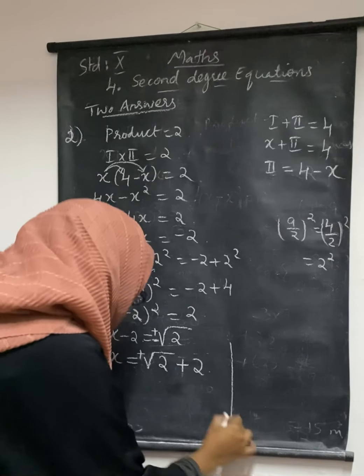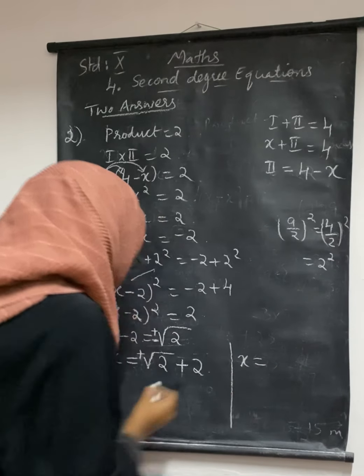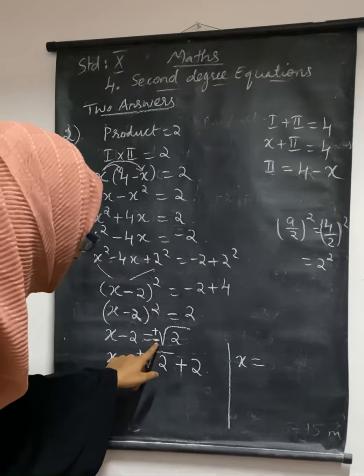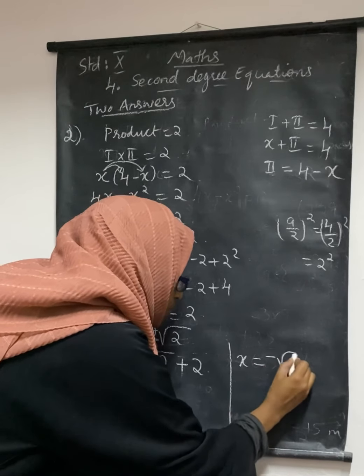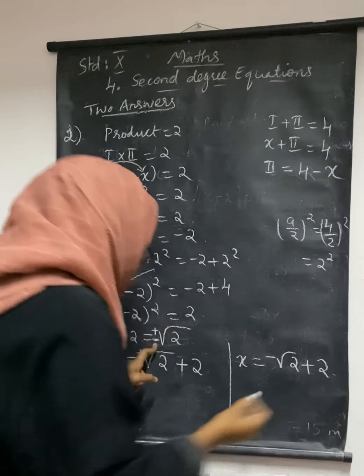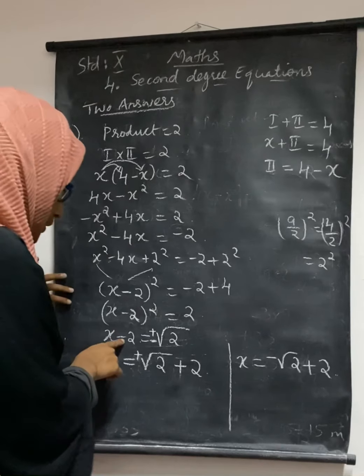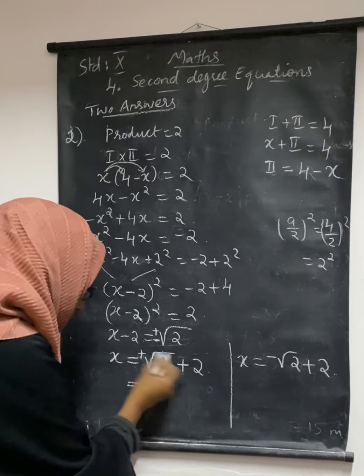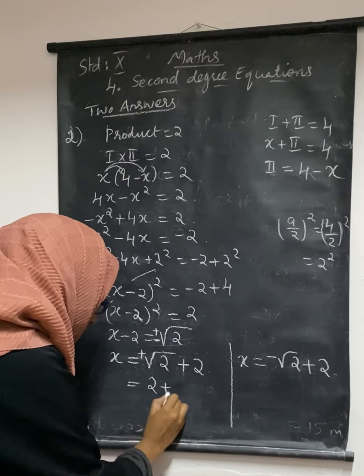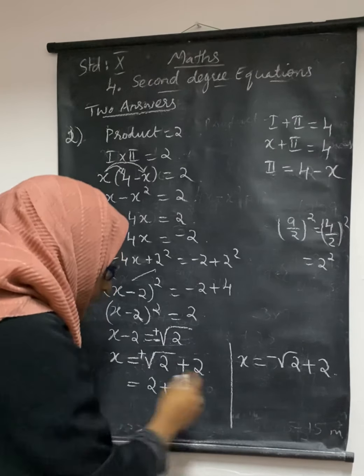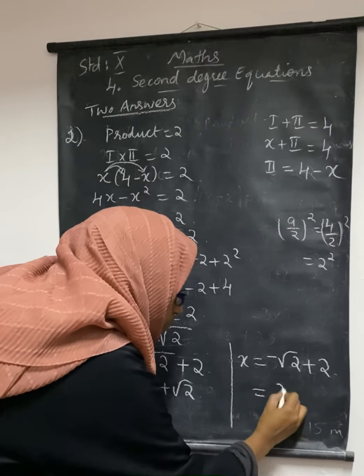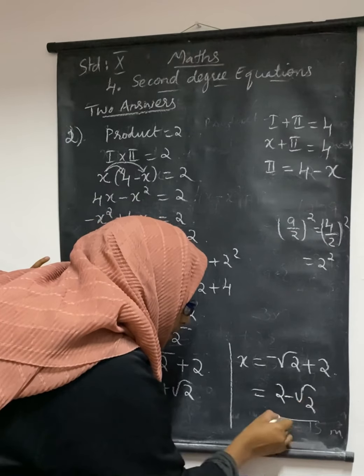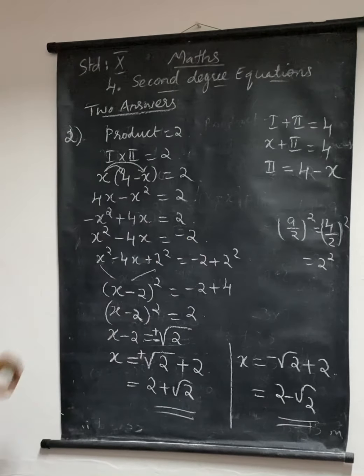The next one, I am going to take x is equal to, this plus I already took, now minus: minus root 2 plus 2. This minus 2 is going that side as plus 2. Now I can change the place: 2 plus root 2, and this changed in place is 2 minus root 2. So these are the two answers you will get.